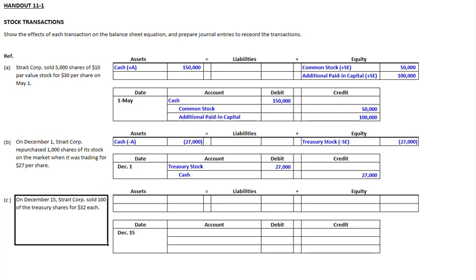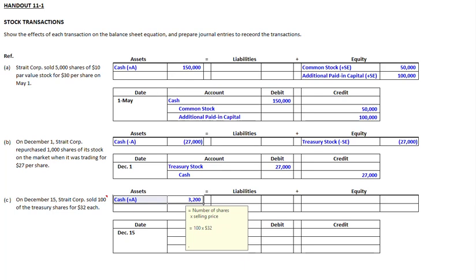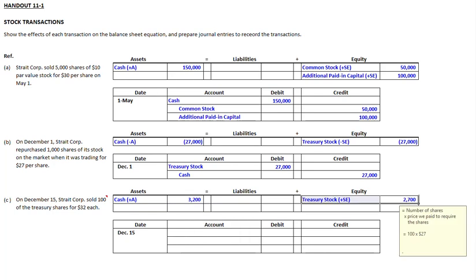So Straight will receive cash in the amount of $3,200. That's the 100 shares times $32 per share. Since we have sold off some of our treasury shares, we want to reduce our treasury stock by the 100 shares times the $27. That was the price we paid to reacquire the shares in transaction B.